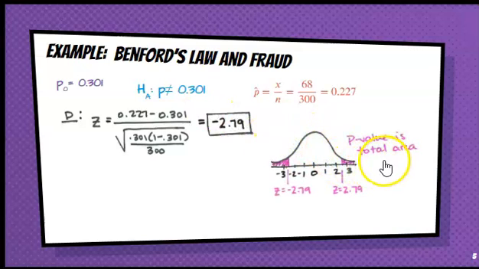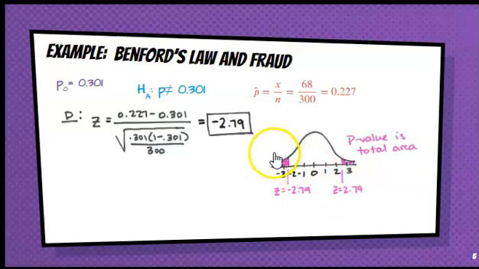right? So I got a negative z value. That means it's on the left. It's the left z value. The normal curve is symmetric, so the right-hand z value will be just the opposite. So if this was negative, this was positive. And the p-value that I'm looking for to draw my conclusion is the total area.